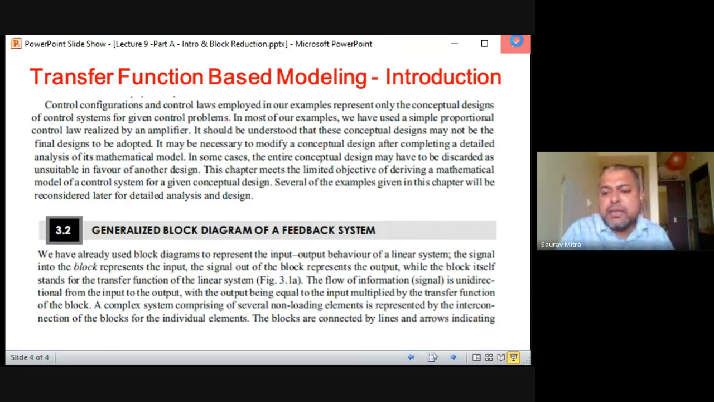Now I'll go to some images, some handwritten notes that I have created, and with respect to those notes I will explain the basic blocks of the block reduction technique. Let me just find them. I will launch the notes that I have made.